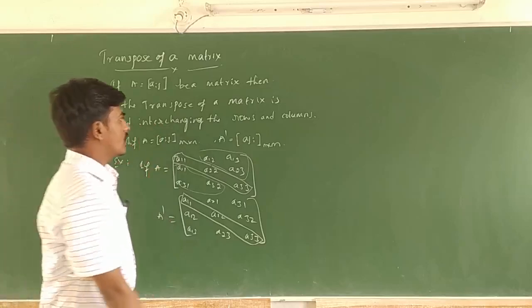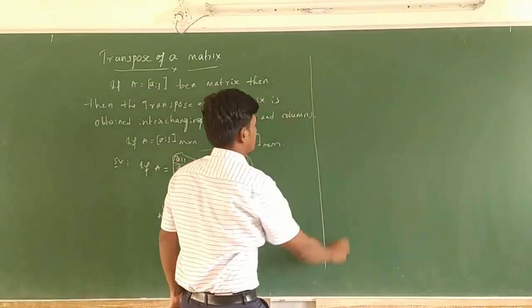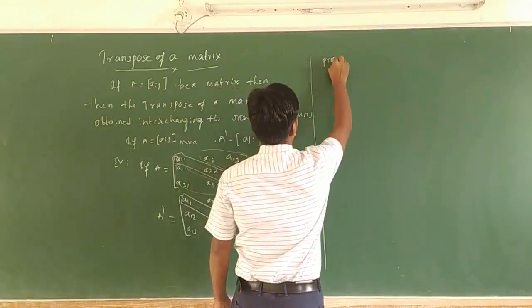This is the definition of transpose of a matrix. Next we move on to properties of transpose of a matrix. That is properties.